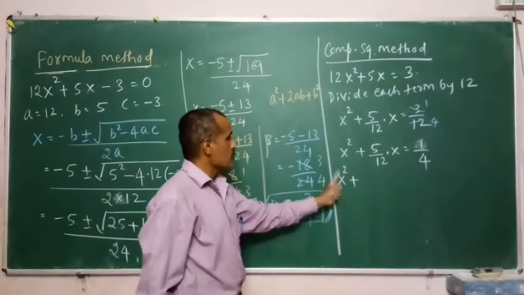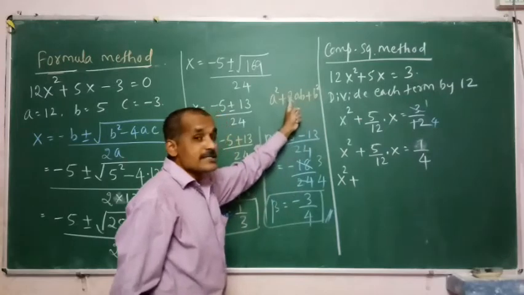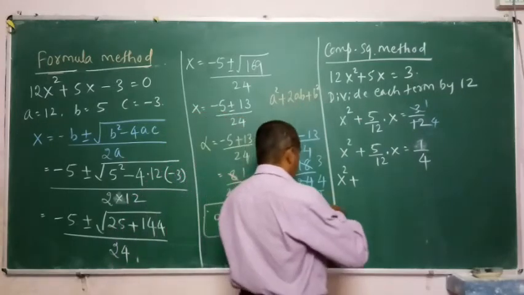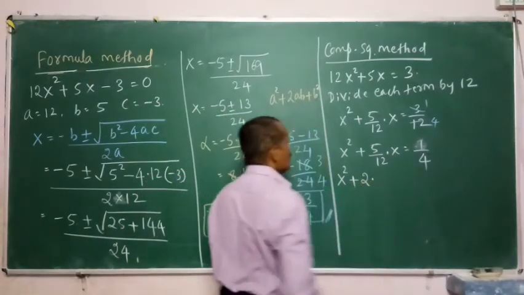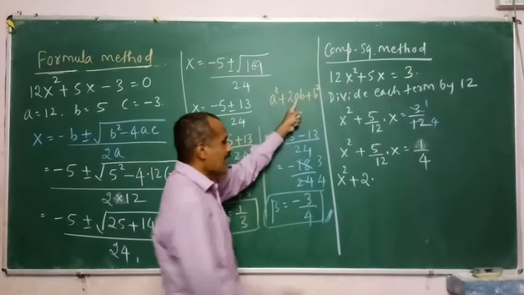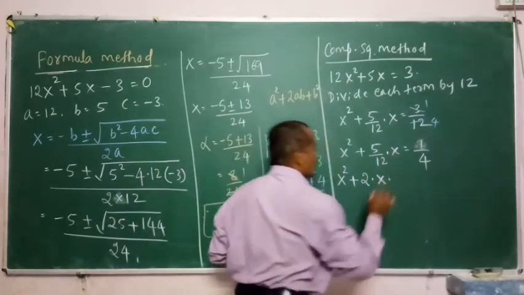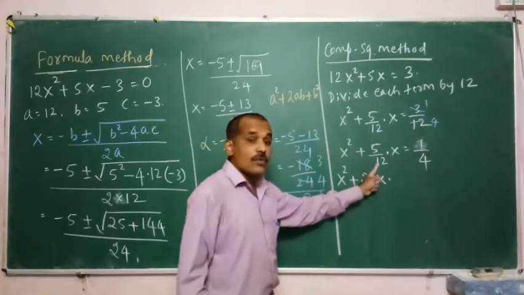A square, x square plus. But a 2 is required, an additional 2 is required. I have taken here plus 2 into a. A means what? A is x. I will take this x here into 5 by 12.